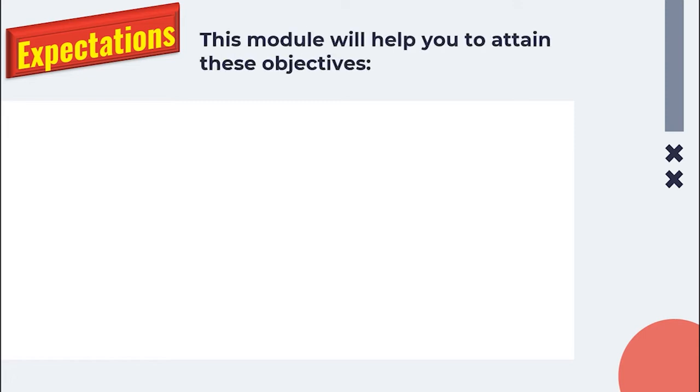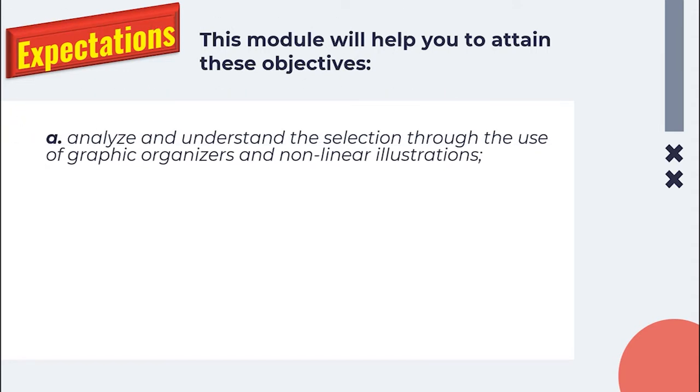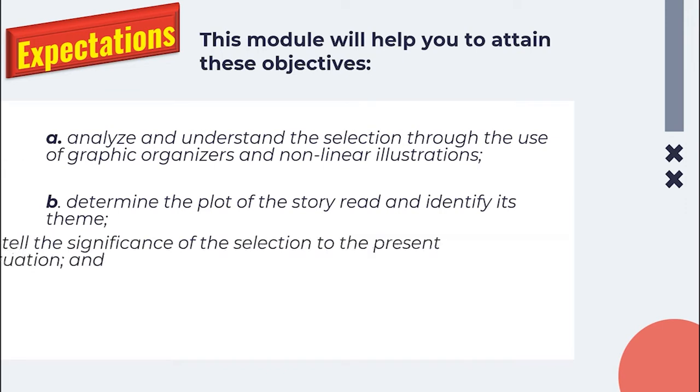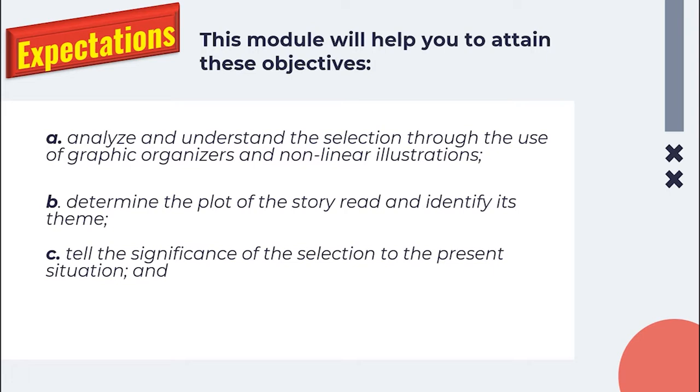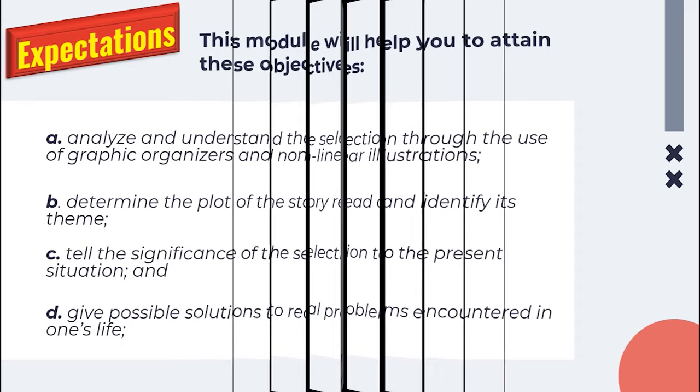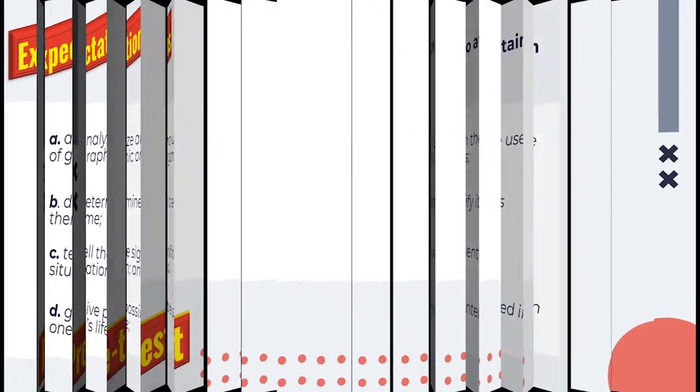This lesson in your module will help you attain the following objectives. Analyze and understand the selection through the use of graphic organizers and nonlinear illustrations. Determine the plot of the story read and identify its theme. Tell the significance of the selection to the present situation. And give possible solutions to real problems encountered in one's life.